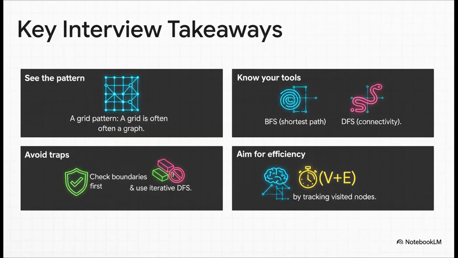So, let's pull this all together. What are the key things you need to remember? 1. See the pattern. So many problems, grids, word puzzles are secretly graph problems. 2. Know your tools. BFS for shortest path ripples, DFS for connectivity snakes. 3. Avoid the traps. Always check your boundaries first and use an iterative approach for large grids to dodge stack overflow. And 4. Always aim for that optimal O(V + E) runtime by tracking where you've already visited.